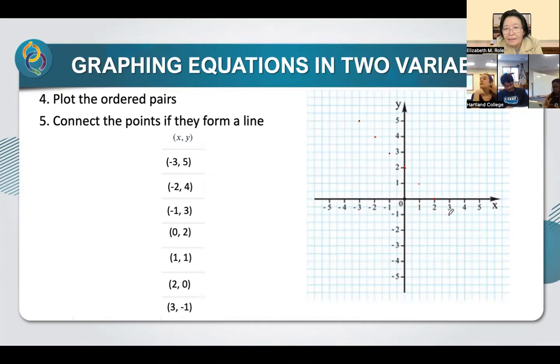Okay, yes. All right, and then connect. Did I put the 2, 0? I am not very good at drawing a line. Okay. Especially with this, I need a ruler. Okay, so we just have to connect. All right. Anyway, it should be that way.